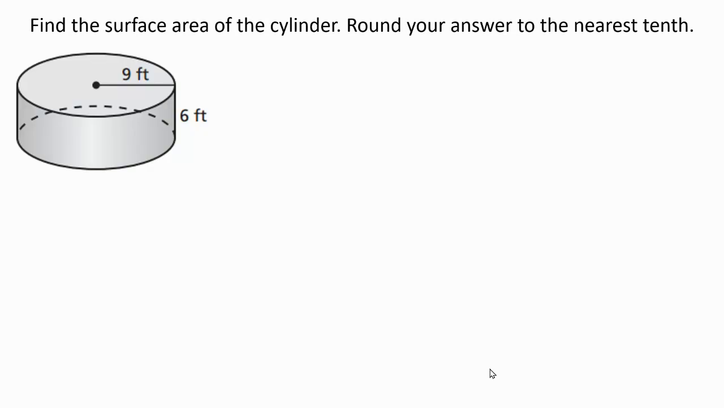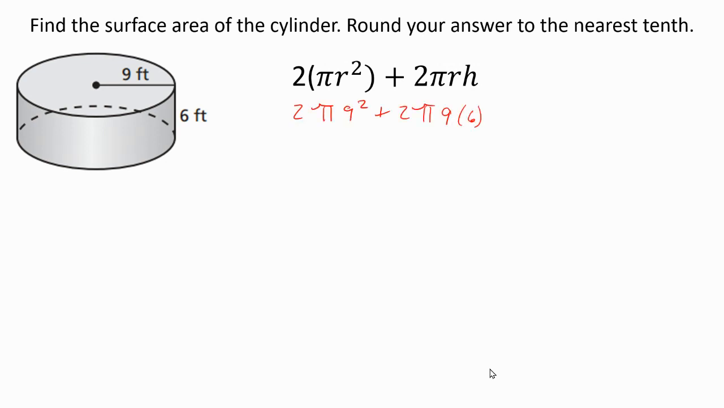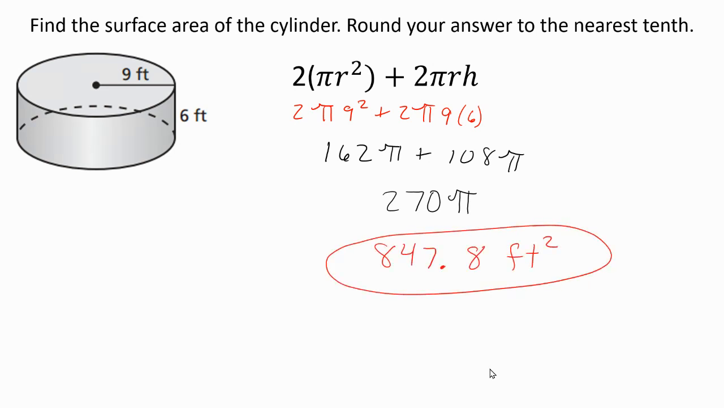One more of these. So the radius is 9 and the height is 6. So plug all those numbers in, multiply them out, and we get 270 pi. Once we got 270 pi, we times that by 3.14, and we end up with 847.8 feet squared.